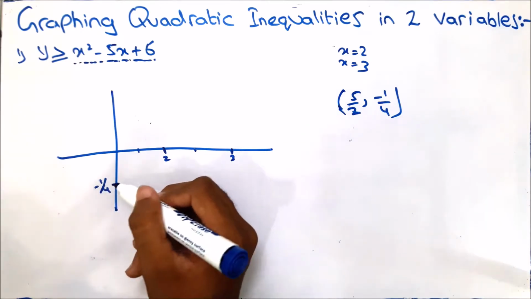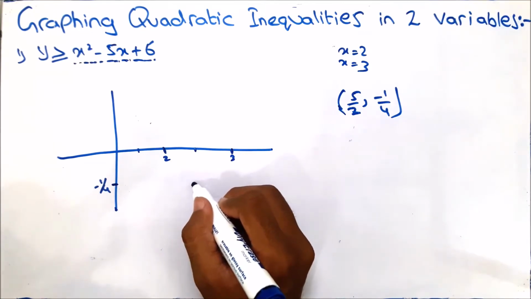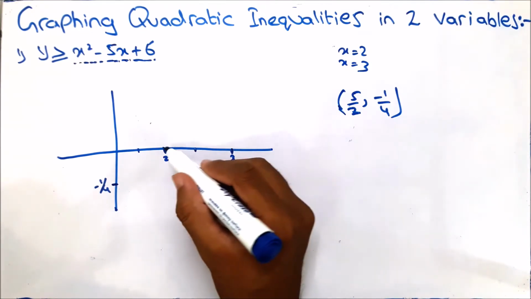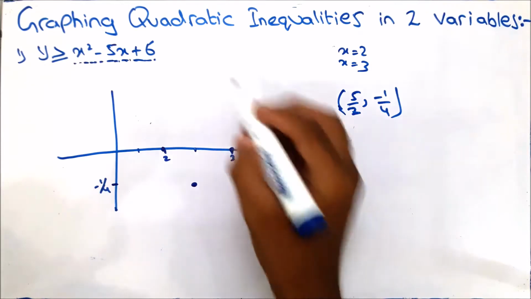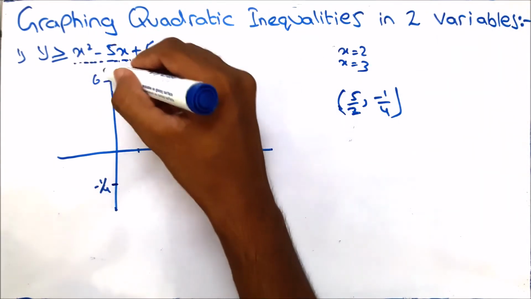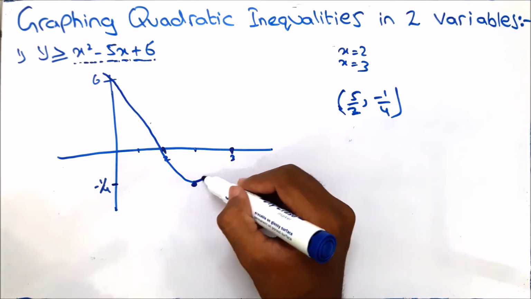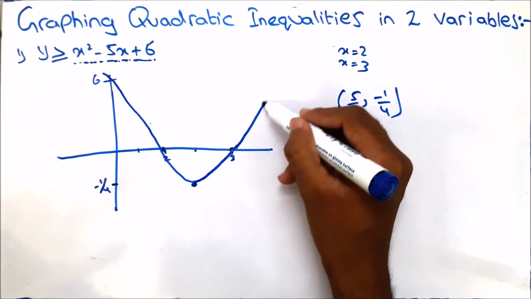That's 0.25 minus 0.25, but let's say we have a point over here. That's the turning point, and we have 2 intercepts over here. And we can see our 6 over here, so let's just label it 6. Our graph is somewhat like this: it turns from here and then it goes back up.